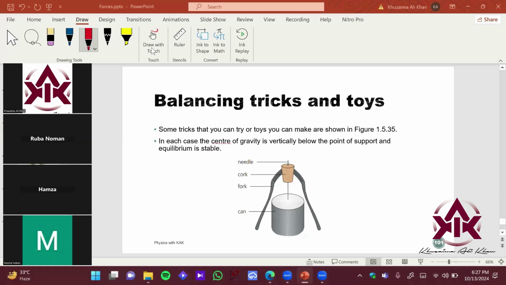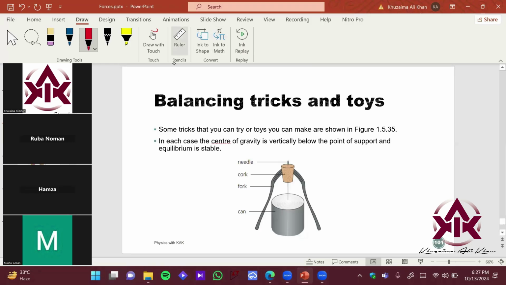So, the last ending points for the chapter, then we move towards doing question answers, right? This is an application of stability: how you can alter stability to make objects stable. And they are playing with the idea of stability to create toys also, right? Has anyone played with this toy? Has anyone made this toy?